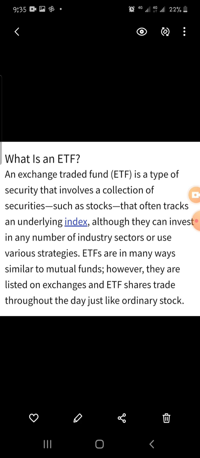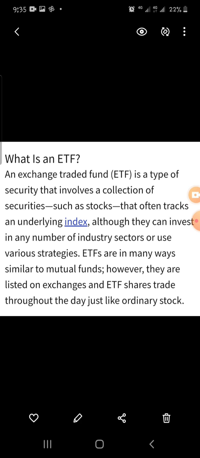Now, ETFs are traded funds, just like a collection of securities such as stocks. So different types of stocks. There are different stocks. We have stocks from the financial sector, stocks from the agricultural sector, stocks from the pharmaceutical sector, stocks from different sectors. So ETF, the full meaning of ETF, is exchange traded fund.